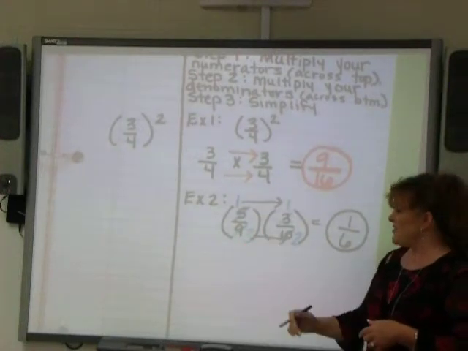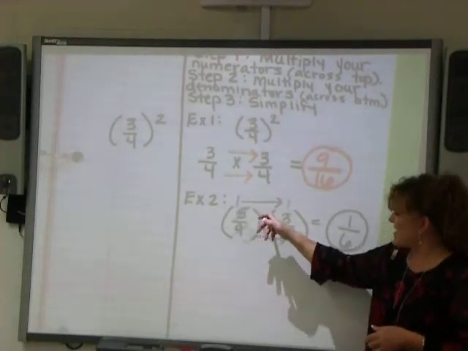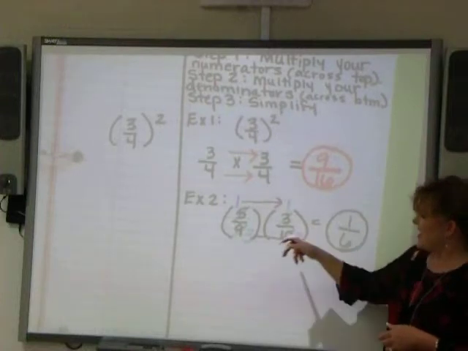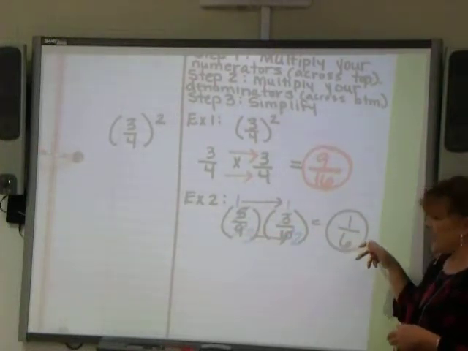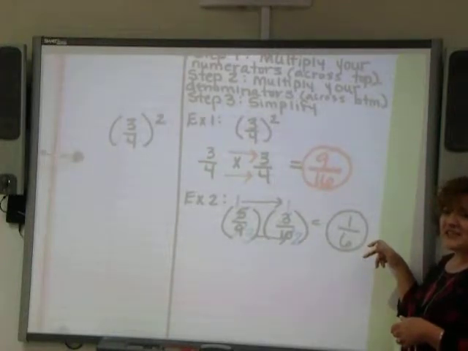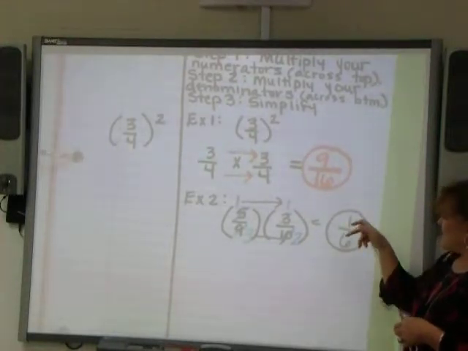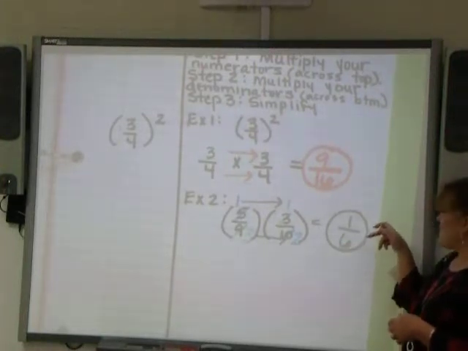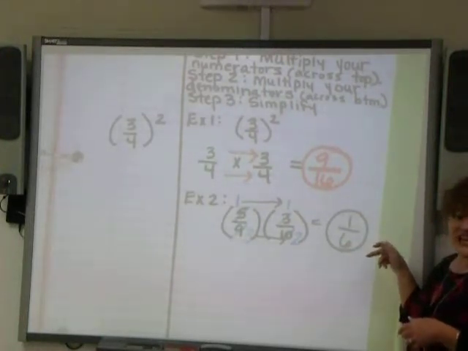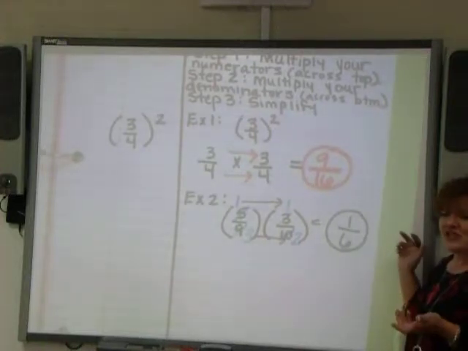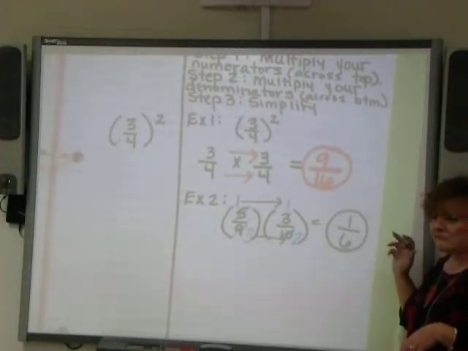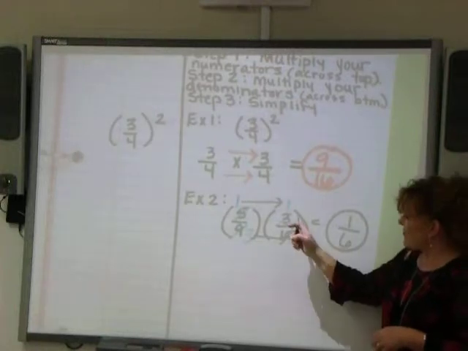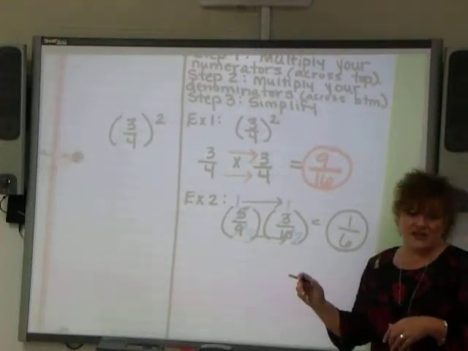If I did not reduce on the inside, it would have been 5 times 3 is 15, and 9 times 10 is 90, and 15 over 90 would reduce by 15. 15 will go into 15 one time, 15 will go into 90 6 times. So you would have had to have reduced 15/90ths down by 15. Who wants to do that? Nobody. When it's so easy to see these multiples in here.